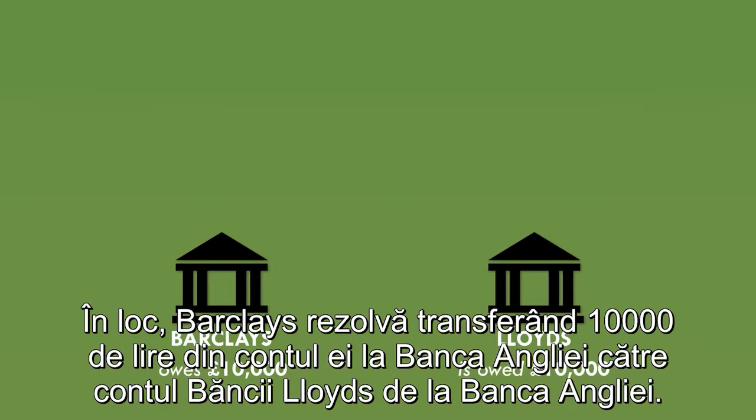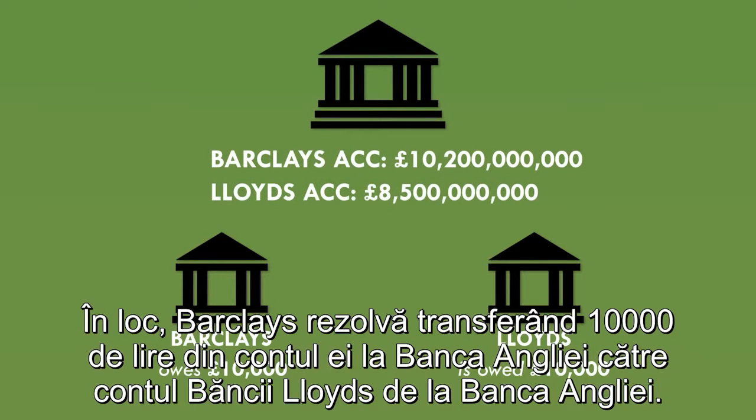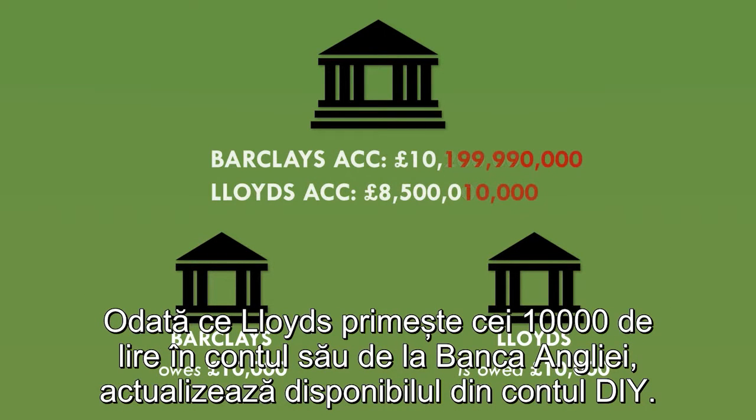So instead, Barclays will settle by making a £10,000 transfer from its reserve account at the Bank of England to Lloyds' reserve account at the Bank of England. Once Lloyds gets the £10,000 in its account at the Bank of England, then it will update the available balance in the DIY store's account.